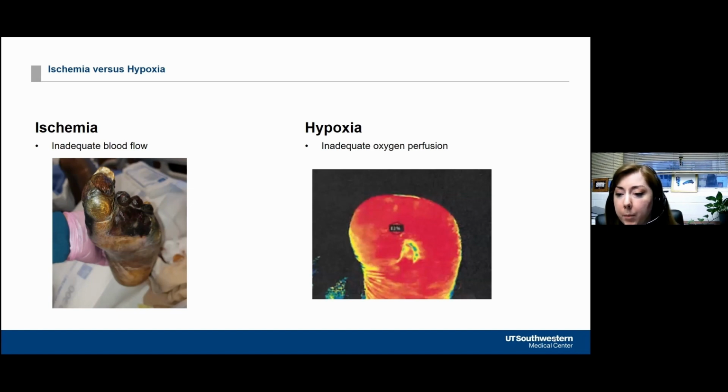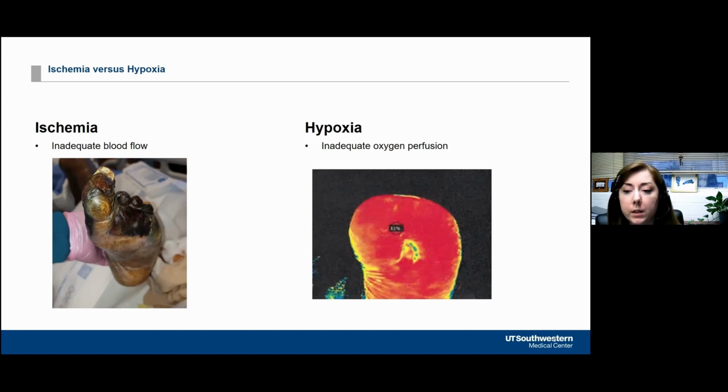This is a hyperspectral image. So this is a plantar left transmetatarsal amputation. It's the same orientation as the foot that's next to it. So what you see here is red. Everything here that's red is very well perfused. In the center of the wound there, you can see kind of a yellowish and greenish color. What that's showing is the yellow is kind of moderately perfused, and then the green is the least perfused.